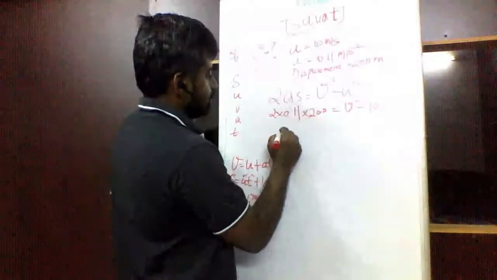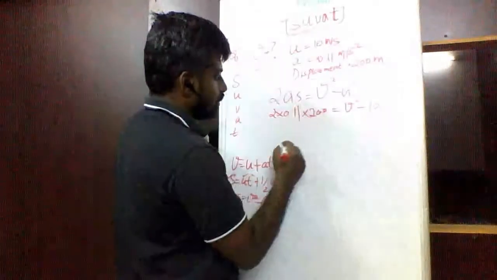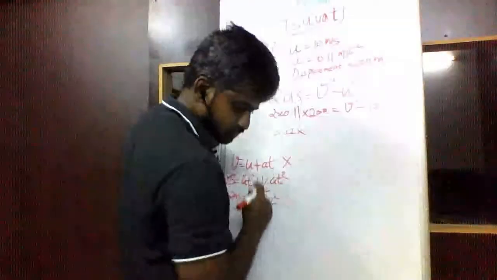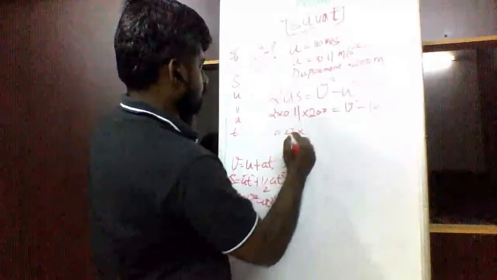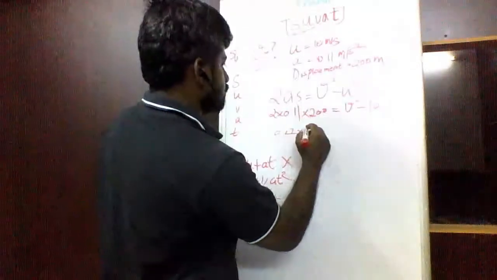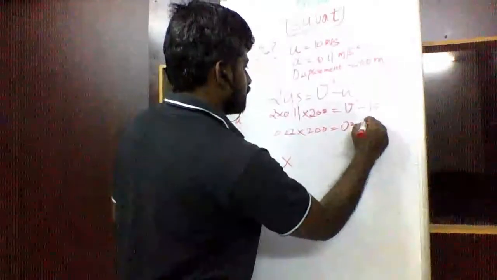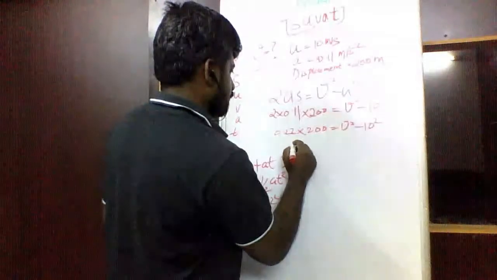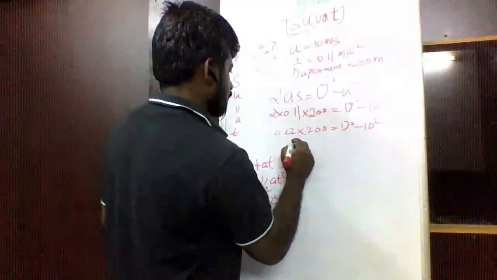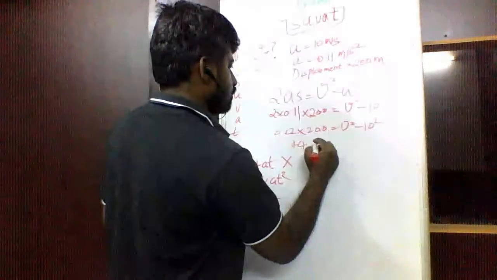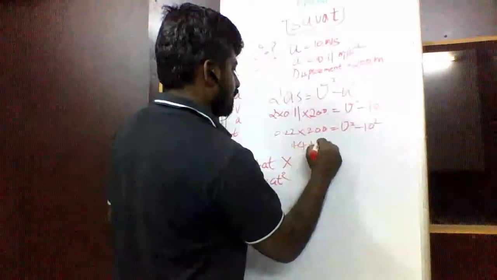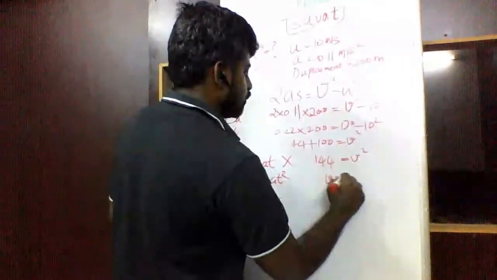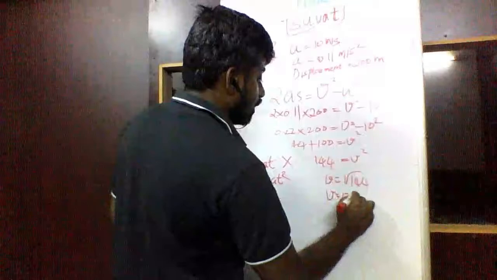Now, when we solve this, 0.22 into 200, this is 200 into V square minus 10 square. Ultimately, this will cancel, then 44. This 10 square when it comes here, plus 100. 10 square is 100. V square is equal to 144. So V is equal to root of 144. V is equal to 12 meter per second.